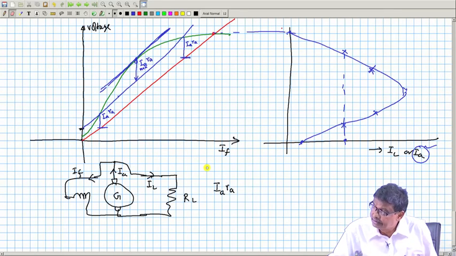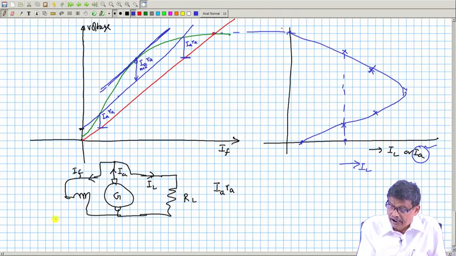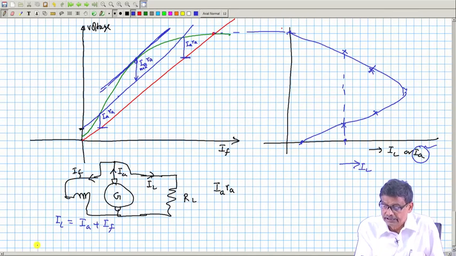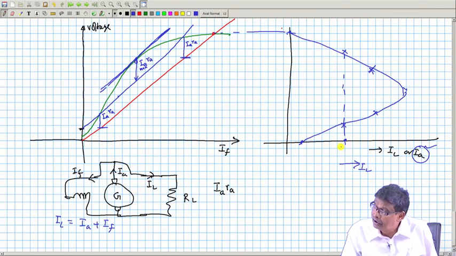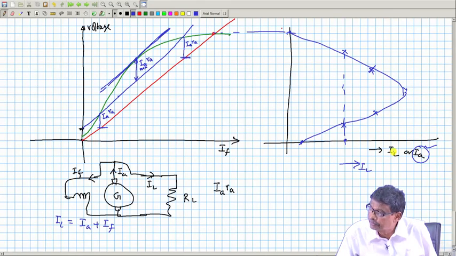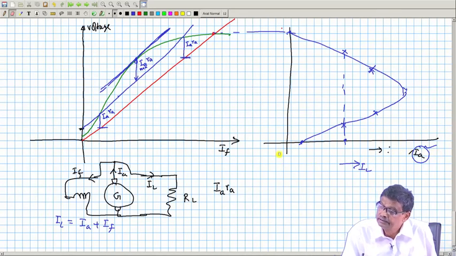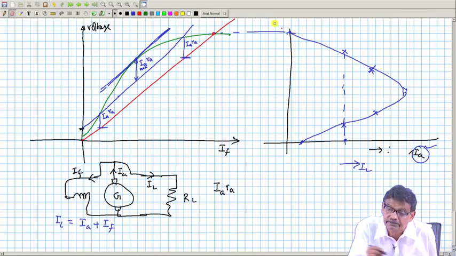This armature axis can be converted to the IL axis. You can show, because this I wrote IL and IA, because I know that IL is nothing but equal to IA plus IF, is it not, this is the KCL here. So, for a given armature current, suppose we have drawn armature current versus terminal voltage, this axis I must write, this is terminal voltage.